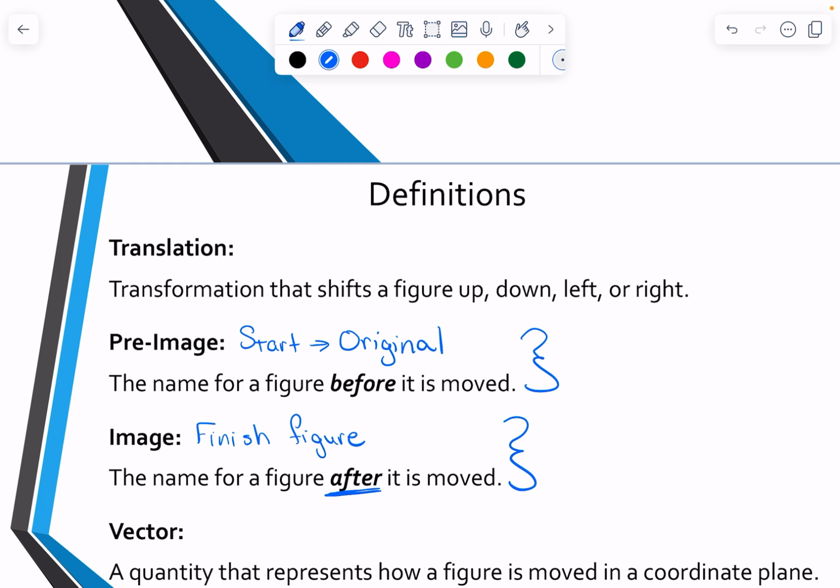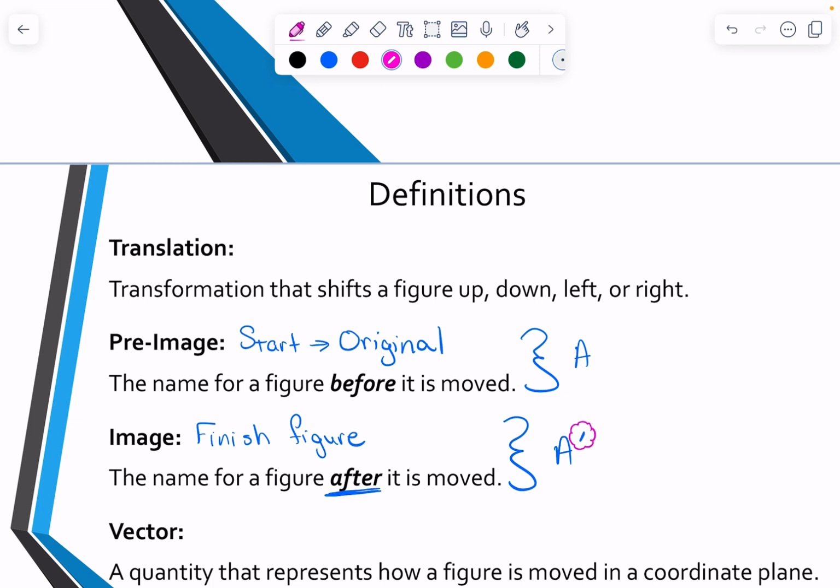Now, our image and our pre-image have different markings. Our pre-image, for example, we would use point A. Point A, after it has the transformation done to it, becomes A prime. So the prime mark, this tick mark right here, denotes that it is the image, not the pre-image.